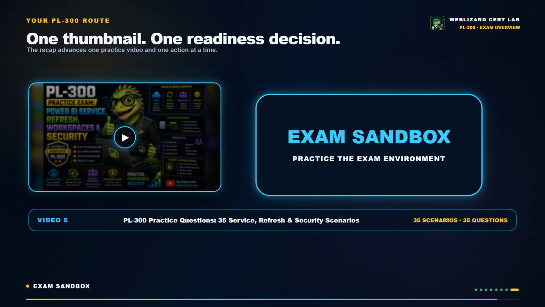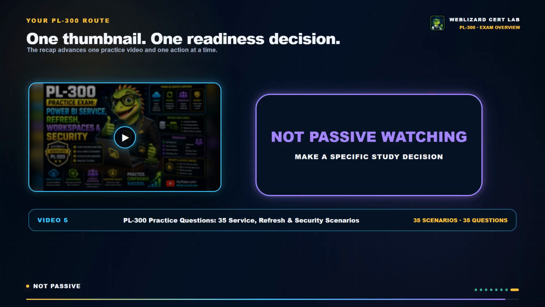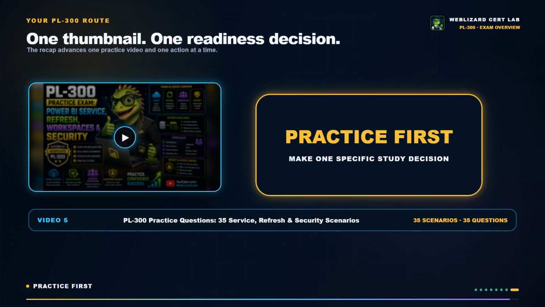Use the exam sandbox before test day to learn the interface. The next step is not more passive watching. It is a specific study decision about what to practice first.